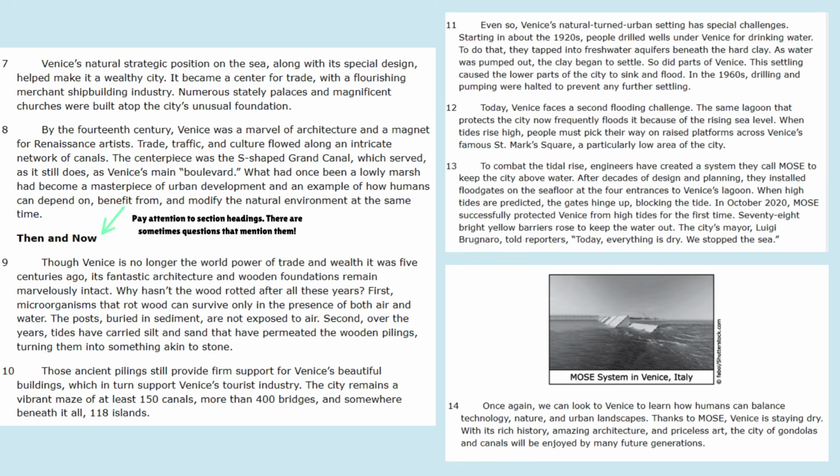When high tides are predicted, the gates hinge up, blocking the tide. In October 2020, MOSE successfully protected Venice from high tides for the first time. 78 bright yellow barriers rose to keep the water out. The city's mayor, Luigi Brugnaro, told reporters, "Today, everything is dry. We stopped the sea." And here is a picture of the MOSE system in Venice, Italy.